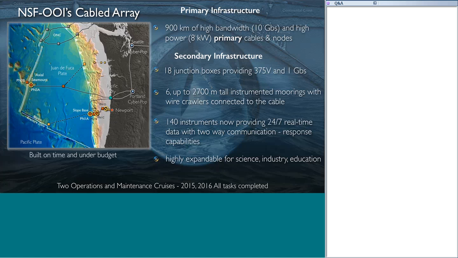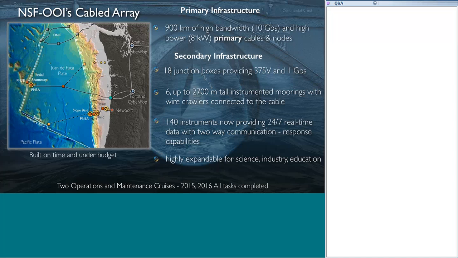So the cabled array, and this information is all on the oceanobservatories.org page, but I'll go over it. In our world, the primary infrastructure is 900 kilometers of high bandwidth, high power cable that runs from a shore station in Pacific City, that little green triangle there, over 300 kilometers offshore to Axial Seamount, and then there's a southern line that runs along the base of the subduction zone and inshore to a water depth of 80 meters. Currently we have 18 junction boxes, so that's the primary infrastructure. I'll show you some examples of that.